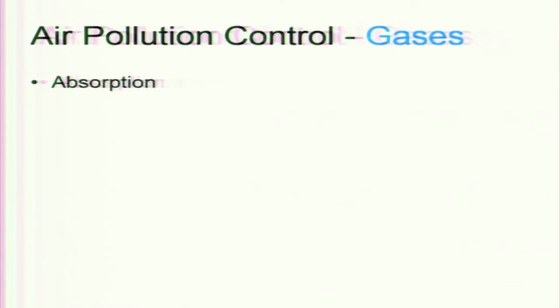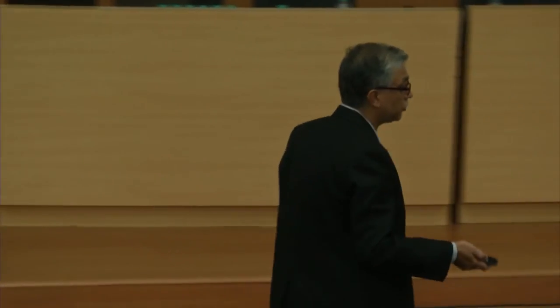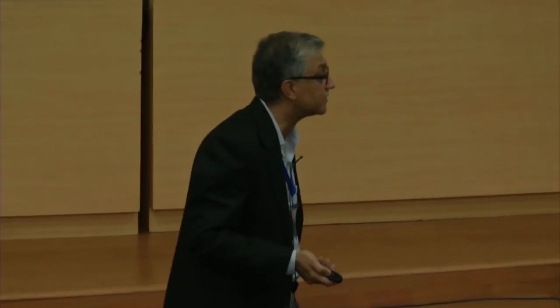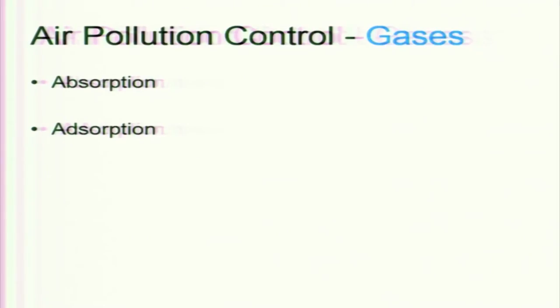So during monsoons, the water falling from the sky, the rain, actually does a good job in scrubbing the gases. It actually takes away the pollutants, both the particulate matter as well as the gaseous matter. Okay. Adsorption, activated carbon, everybody knows.